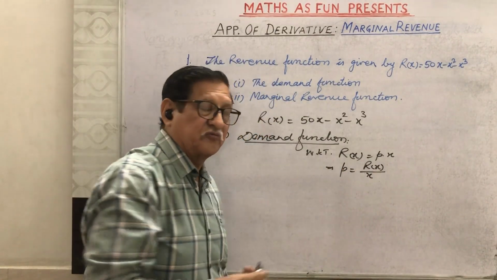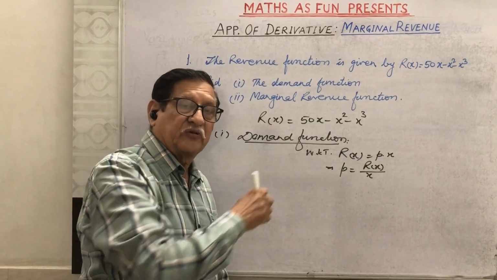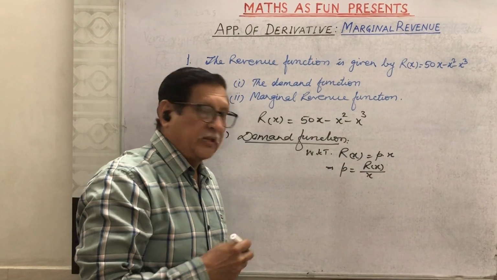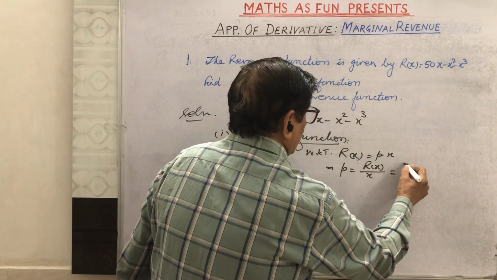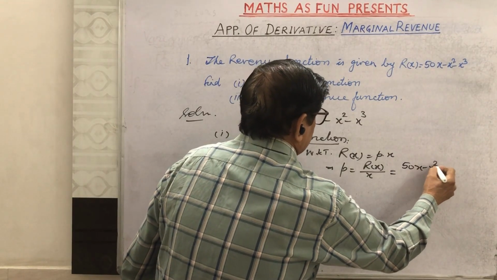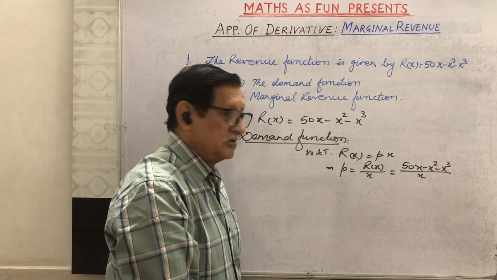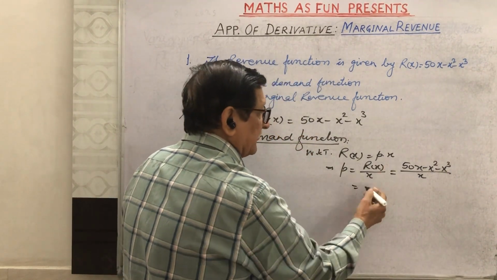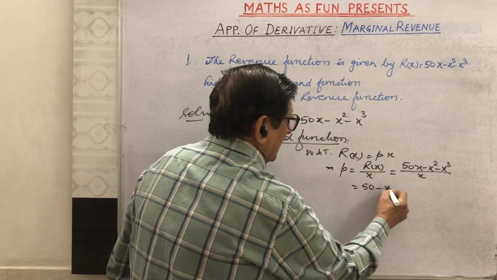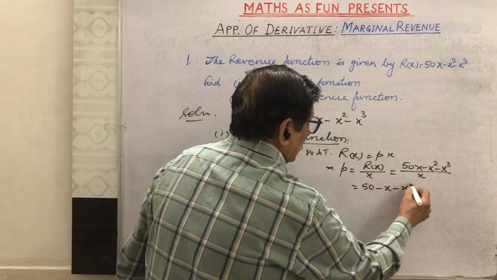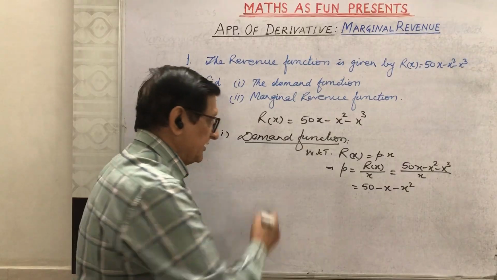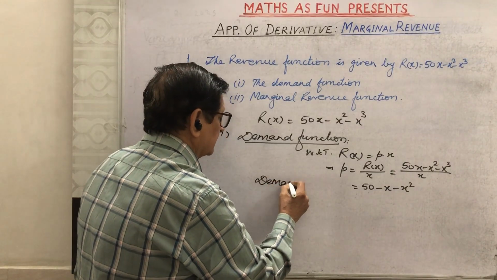This is just like the average function. Average function and demand function are almost the same. It is equal to (50x - x^2 - x^3) divided by x. So here we get the demand function as 50 - x - x^2. This is the demand function.